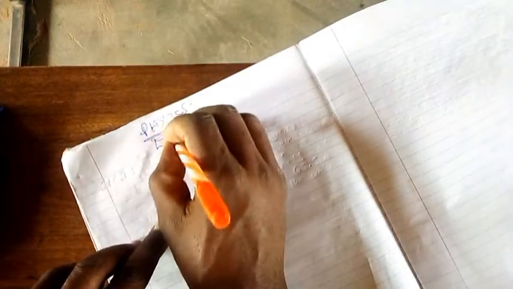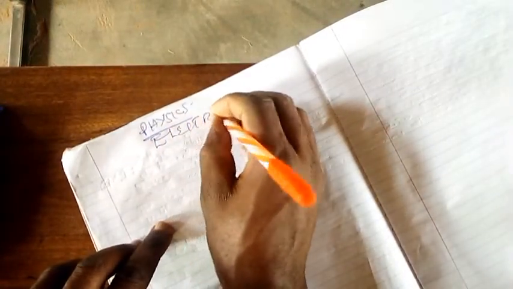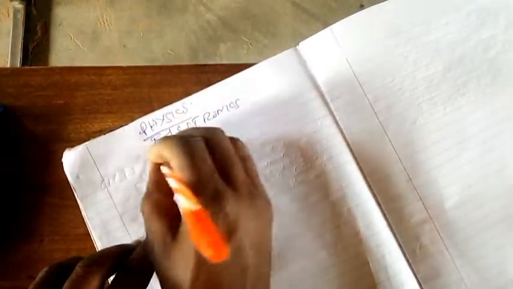Okay, welcome again to another lesson. The lesson of today is about Form 4 Physics class. We are going to deal with electronics as the main topic. But in this topic, let us go directly to the subtopic which we call a diode.